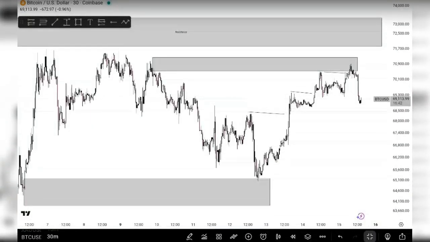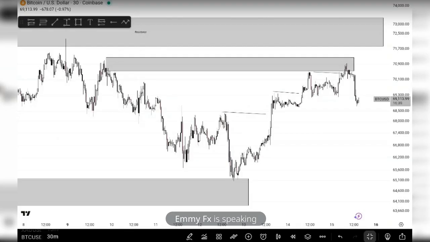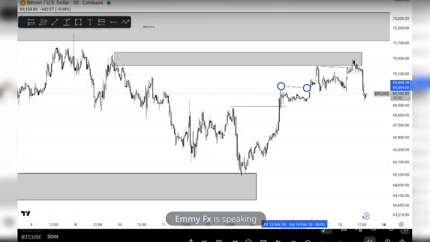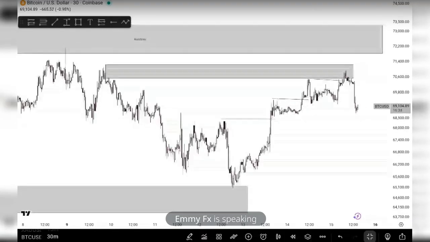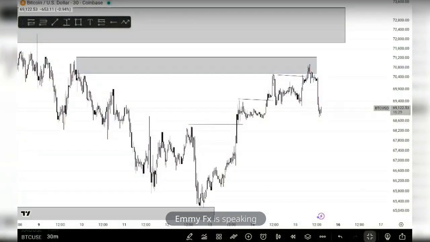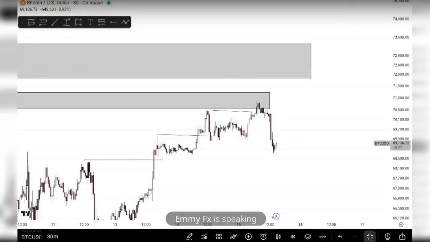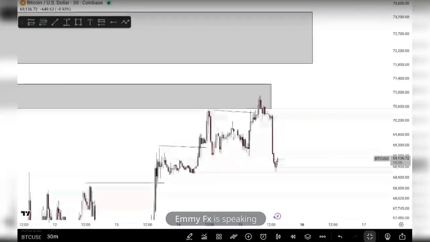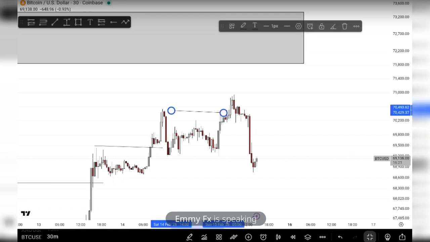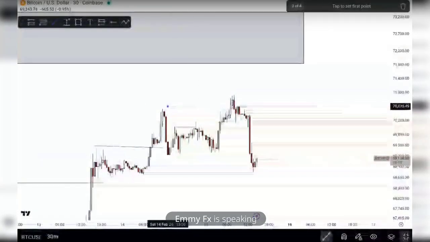We have this break of structure to the upside, and another break of structure to the upside, and price is reacting from a supply zone. All right, now since price is reacting from this supply zone, I also want us to look at something. It is very much important. So we have this movement, right?